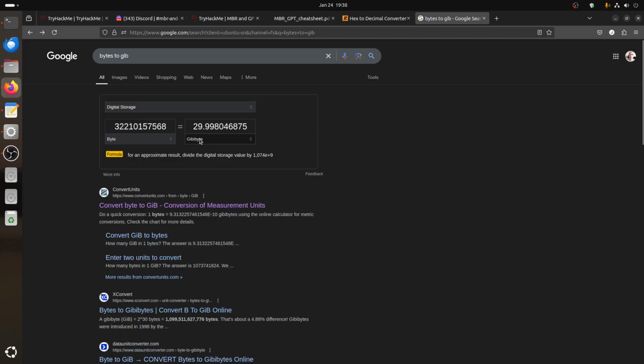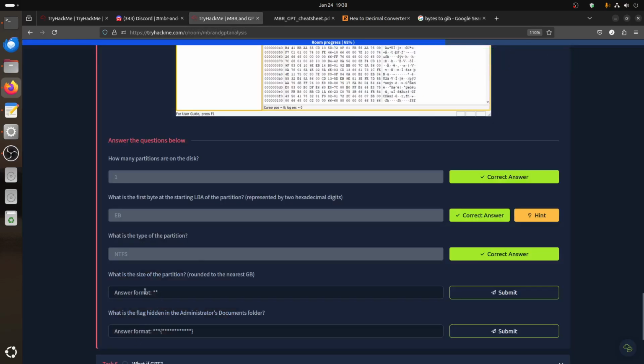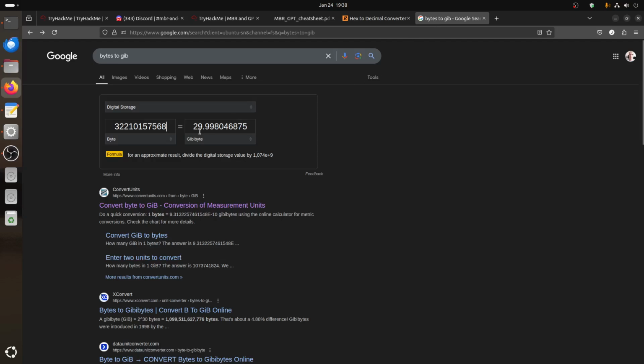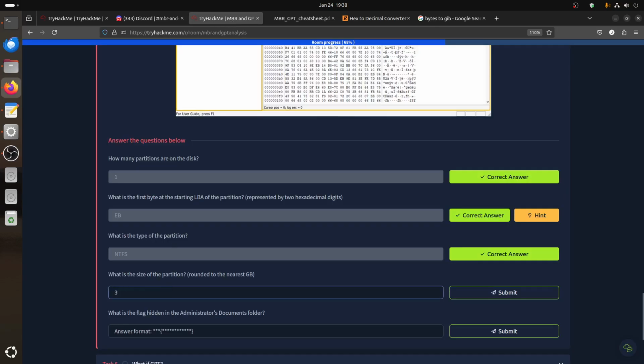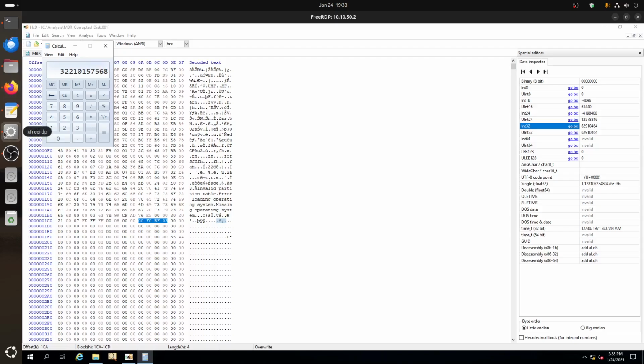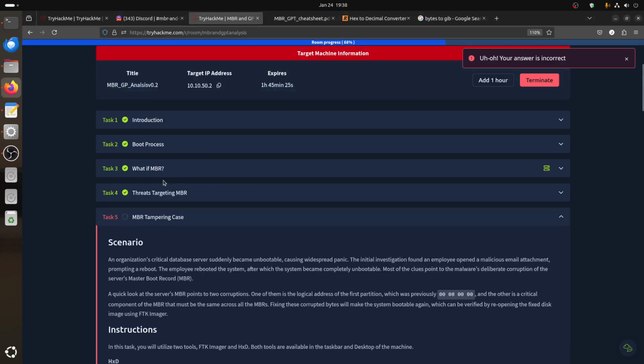So now, why do I keep getting the stuff wrong? We're doing something wrong here. What's the size of the partition rounded to the nearest gigabyte? I still remember it's not 30. So let's try 30. I don't think it's 30. It's 32. The answer is wrong. So what am I doing wrong here?